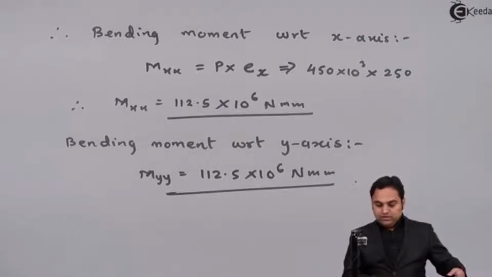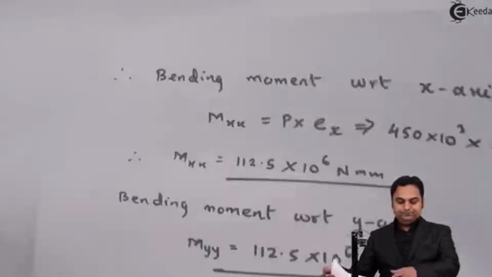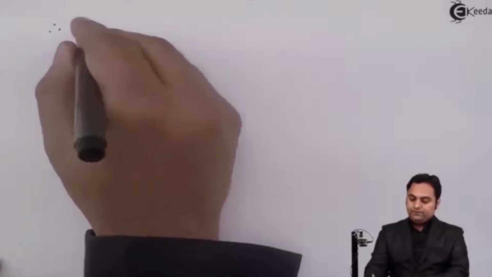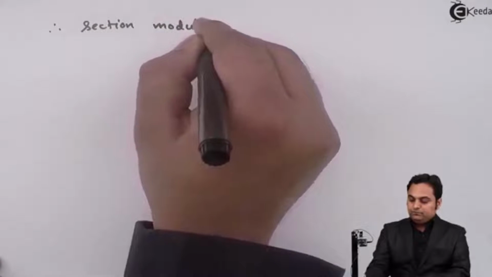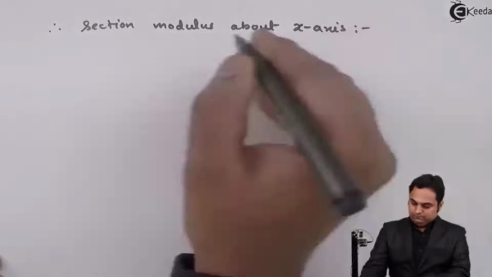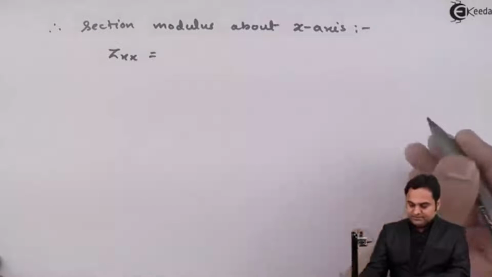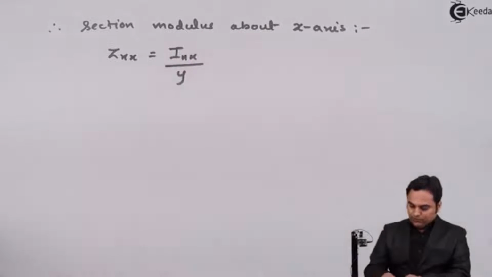Now after getting this, the next thing would be to calculate section modulus. Therefore section modulus about x-axis, Zxx is equal to Ixx upon y.